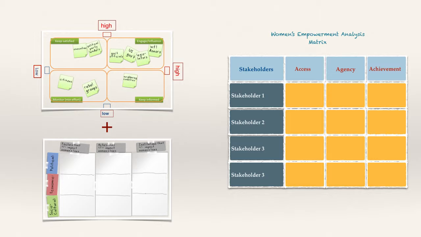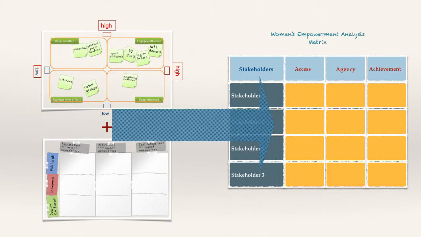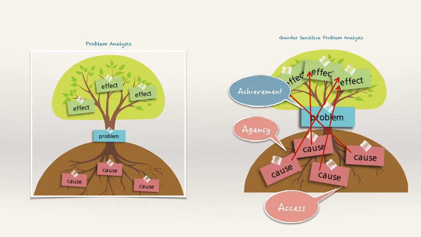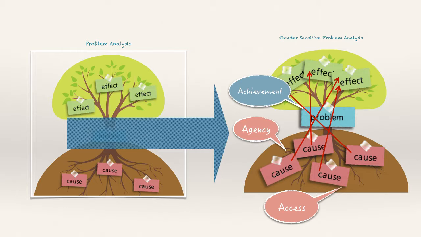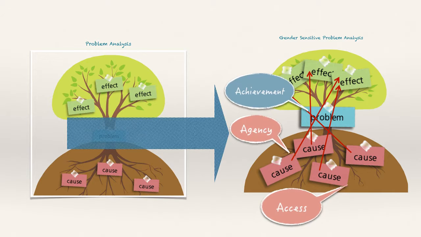The Women's Empowerment Analysis Matrix is a combination of both the context analysis and stakeholder analysis. Modified from Ronnie Parker's Gender Analysis Matrix, the Women's Empowerment Analysis Matrix integrates the three dimensions of empowerment: access, agency, and achievement to explicitly analyze women's political empowerment. To analyze the problems that women face in political processes, we have revised the problem tree by organizing the core problem, its root causes, and effects around the three dimensions of empowerment.